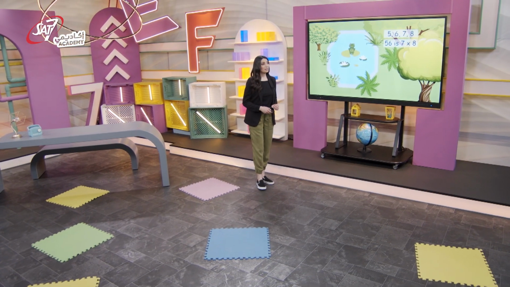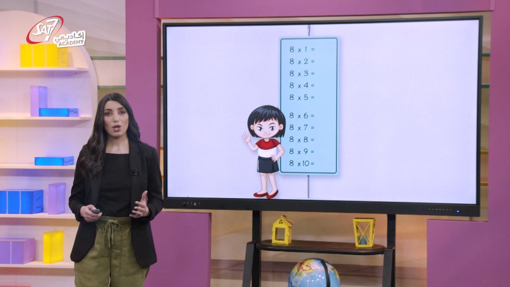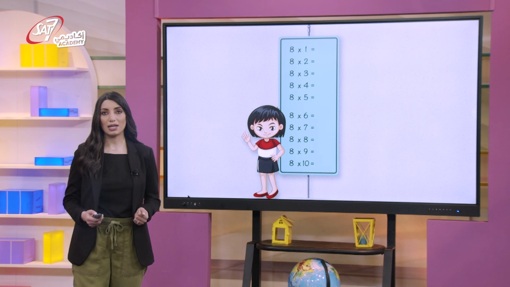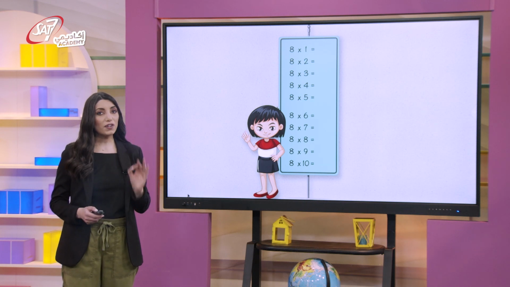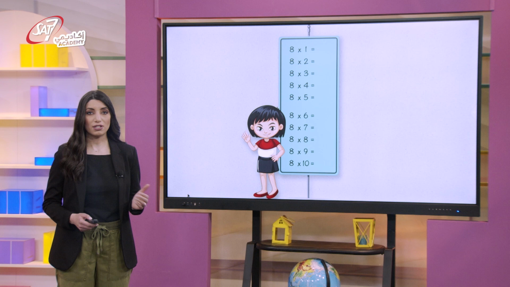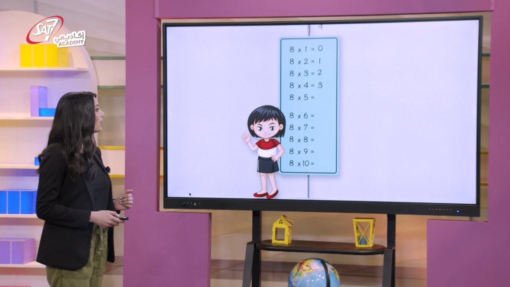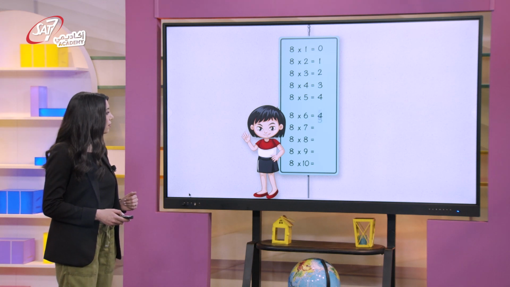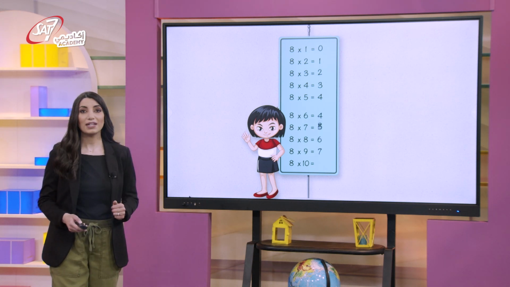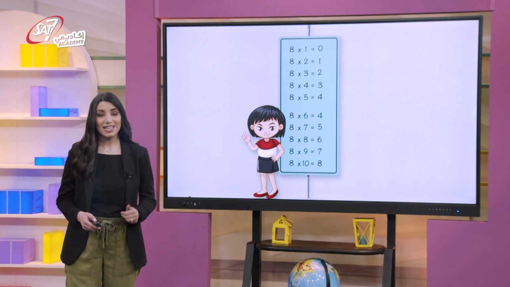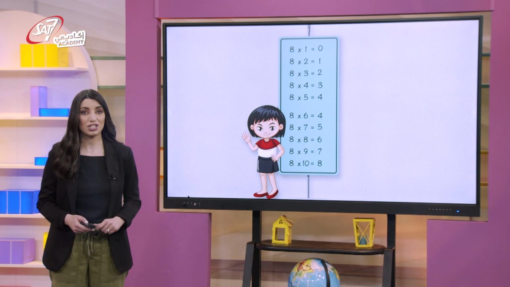Multiplying numbers by 8 is challenging. Let's have a look at some patterns together. We are going to multiply 8 with numbers from 1 to 10. Let's begin by adding the first digit of each answer. 0, 1, 2, 3, 4, 4, 5, 6, 7, 8. Notice the double 4. Double the 4 is 8, and this is the times 8 multiplication table.